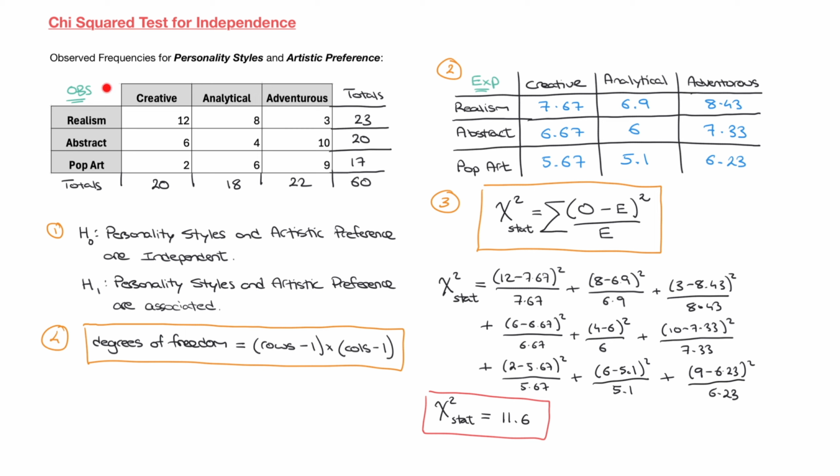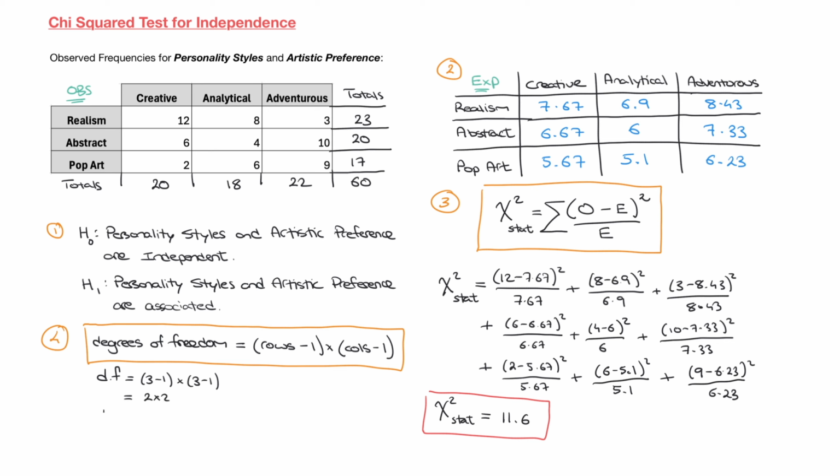Okay, and so for the table we're working with here, the number of rows we have is 3. Indeed, we have realism, abstract, and pop art, so that's 3 rows. And the number of columns we have, in this case, is also 3. We have creative, analytical, and adventurous. So the degrees of freedom we're working with here, which we often just write df, will equal 3 minus 1 times 3 minus 1, which of course is just equal to 2 times 2.